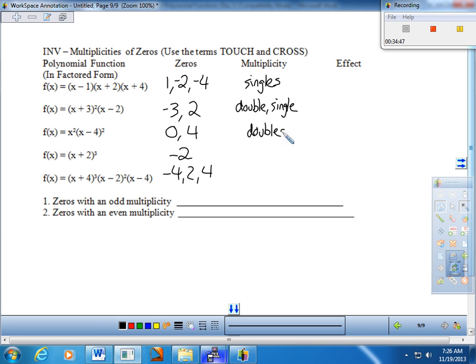The 0 comes from two factors of x. The 4 comes from 2 factors of x minus 4, both doubles. This one's a triple, of course, because it comes from 3 factors of x plus 2. And then we see here, this would be a triple, a double, and a single.